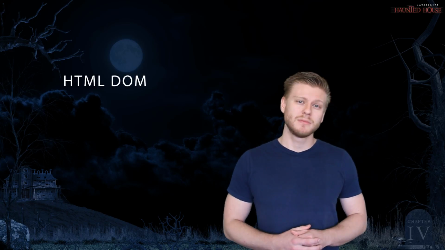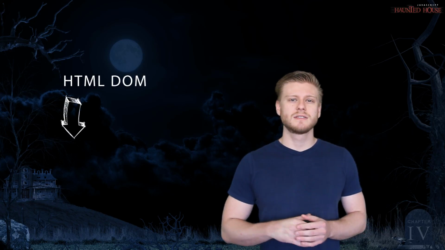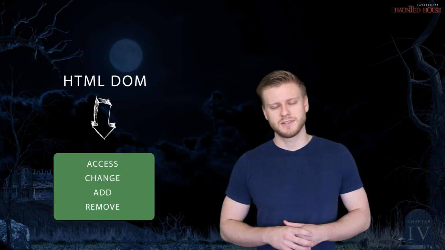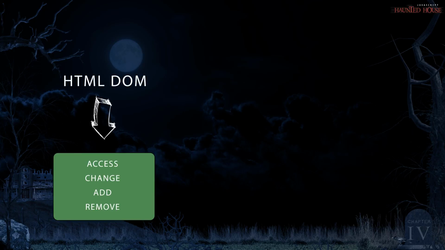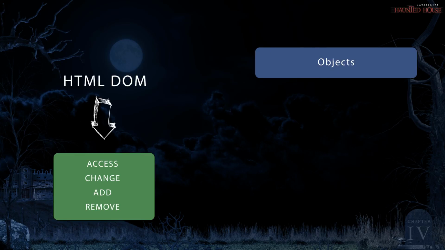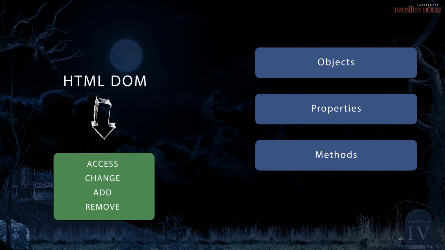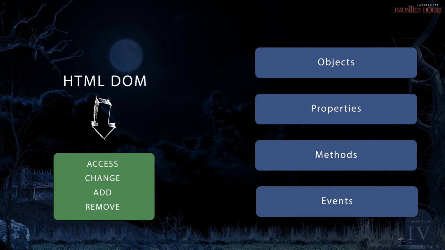To keep it simple, we can say that the HTML DOM is a standard which defines how we can access and change elements inside the HTML. This standard defines HTML elements as objects, the properties of all HTML elements, the methods to access all HTML elements, and the events for all HTML elements.